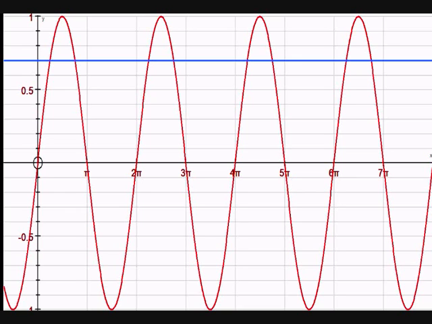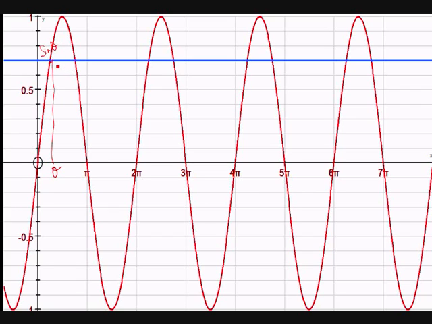In this part, we are going to find the general solution of trigonometric equations. First, we take a sine curve. A horizontal line cuts the sine curve at different parts. If I consider this part as theta, then this point as usual is sine theta.